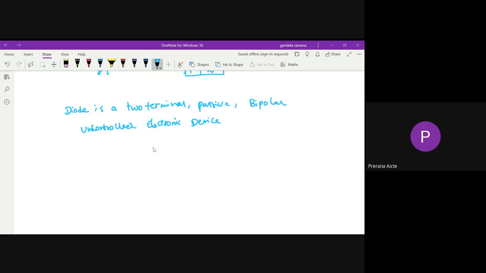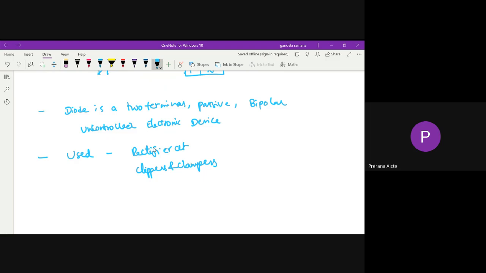Where do we use diodes? Diodes can be used as rectifier circuits, clippers and clampers, resistors, function generators, like that.